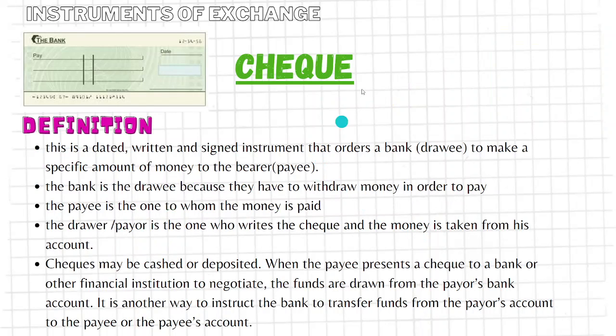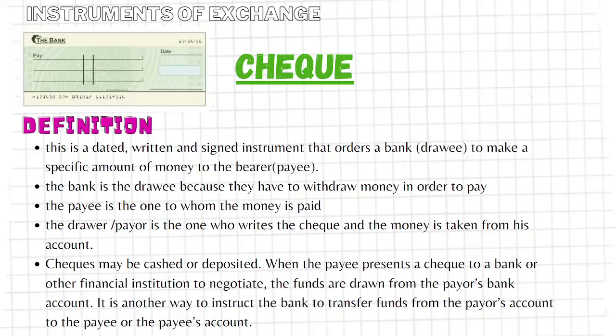The next one, as you stated when I first asked, was a check, and this is another instrument of exchange. It is a dated, written, and signed instrument that orders a bank, which would be the Drawee in this case, to make a payment of a specific amount of money to the payee. The bank is the Drawee because they have to withdraw the money in order to pay. The payee is the one to whom the money is going to be paid, and the drawer or the payer is the one who writes the check, and the money is taken from his or her account.